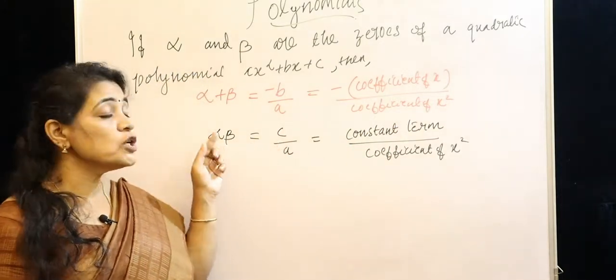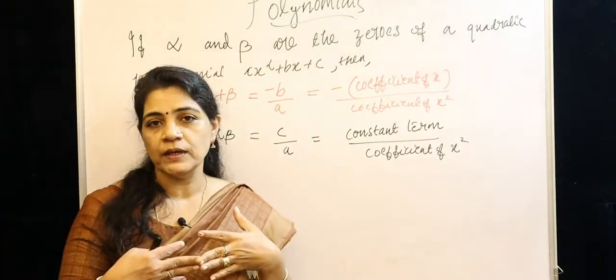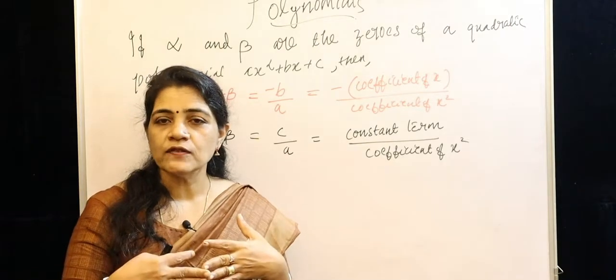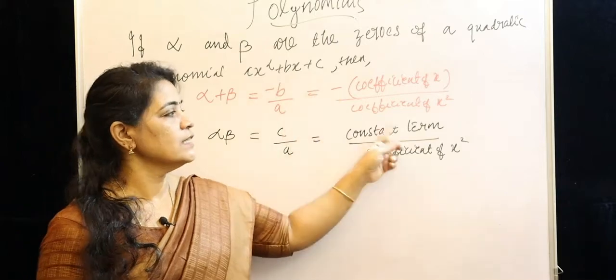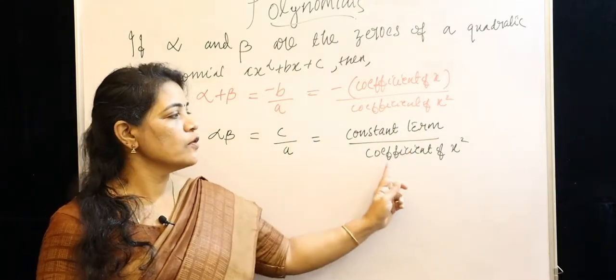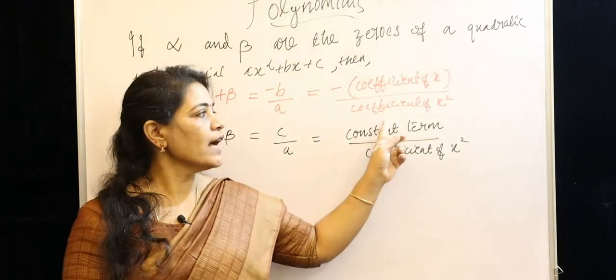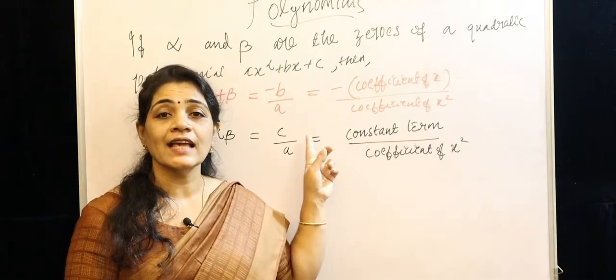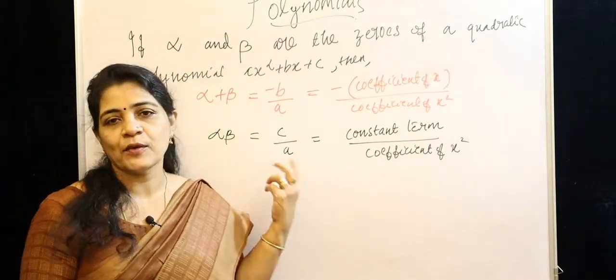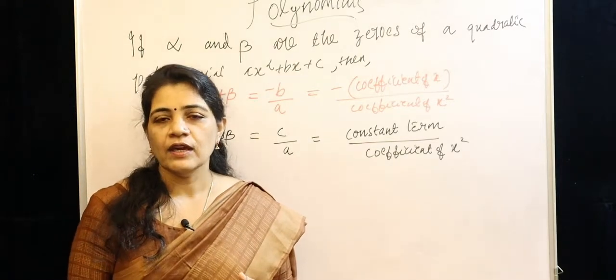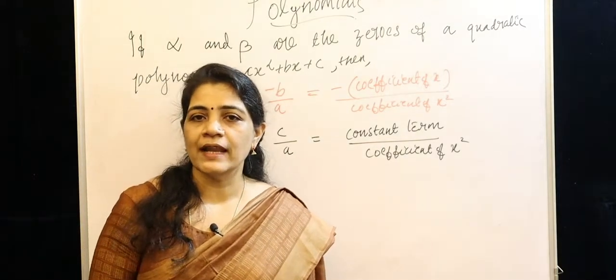And the product of zeros, alpha into beta, is equal to c by a. c is the constant term and a is the coefficient of x square. Both have the same denominator, that is, a comes in the denominator of the sum of the zeros as well as the product of zeros. I will explain this with a very simple example.